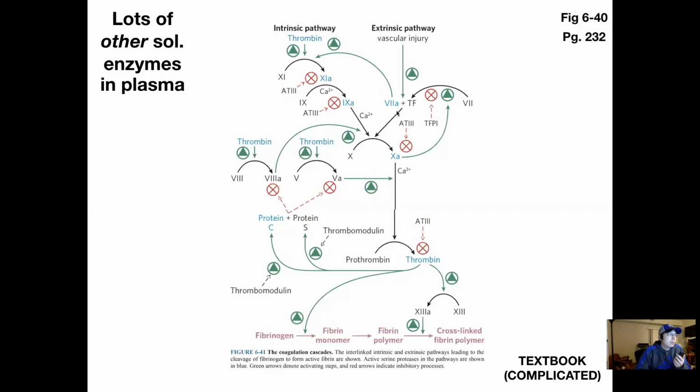And it gets a little confusing because they use Roman numerals, but we'll go over that. But in addition to these proteases that are in Roman numerals, you also have things like protein C. Protein C is the only other protease other than thrombin.